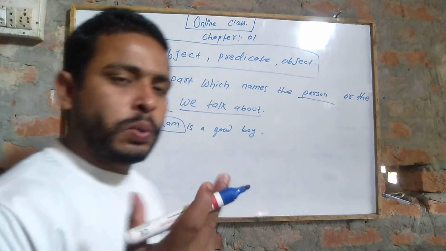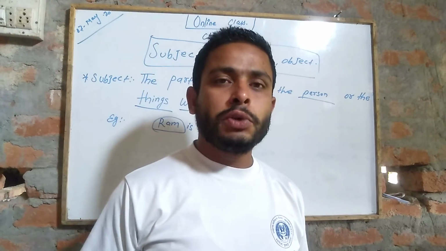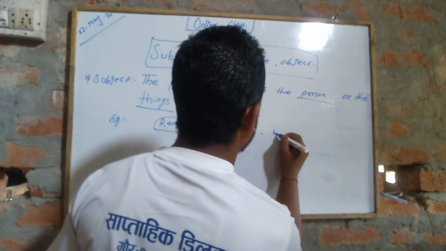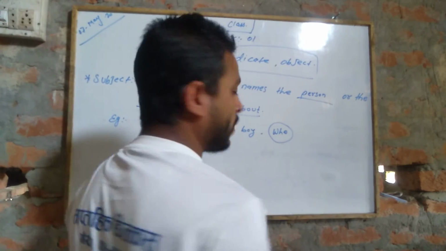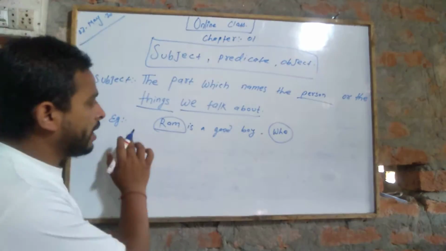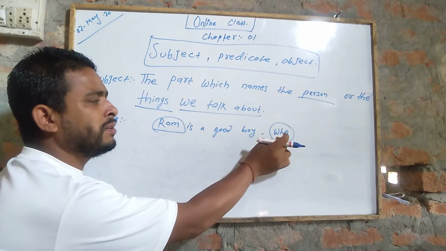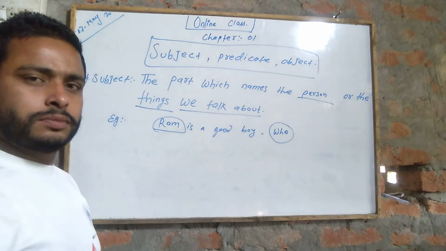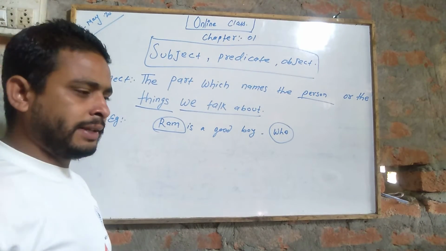Now there is also one way to identify the subject: you can use the WH question who. You can identify the subject by using who. Who is a good boy? And you can find it easily.